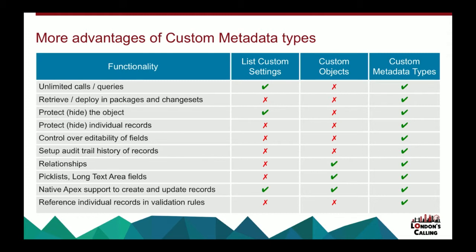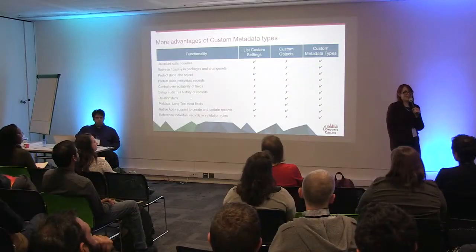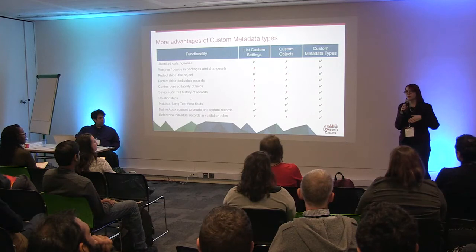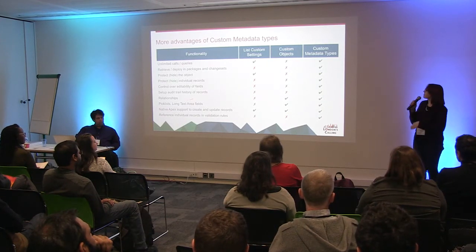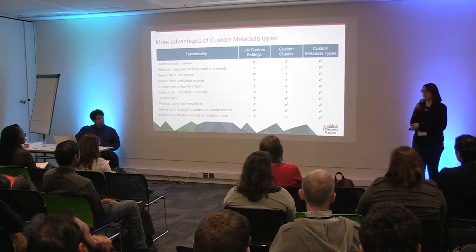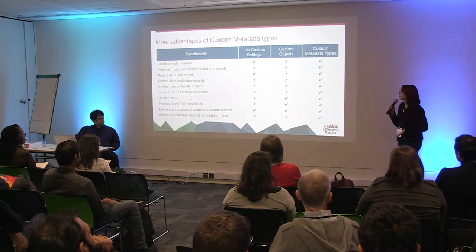I do want to point out you can see the setup audit trail history of records of custom metadata types, which is really cool. If you were using custom objects for that kind of thing, you would have to use field history tracking. But since custom metadata types are metadata, and the setup audit trail tracks metadata, you can see their history in the setup audit trail.